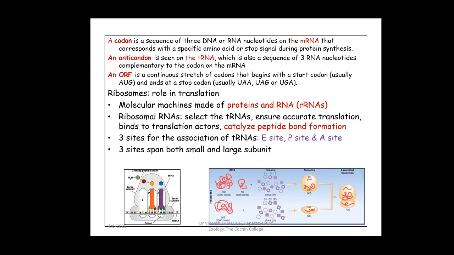Ribosomal RNAs are meant to select the tRNAs, to ensure accurate translation, to bind to translation factors, and to catalyze peptide bond formation. So these are the functions of the RNAs present inside the ribosomes. They select the particular tRNA, they position the mRNA at the correct location, and they catalyze peptide bond formation. And coming to the structure, we'll see the structure in detail.